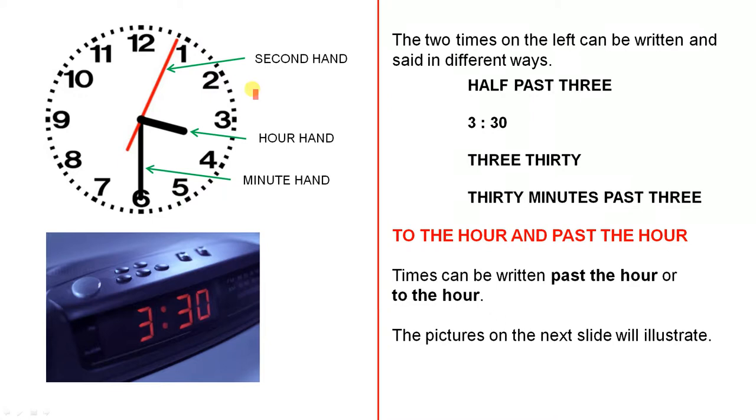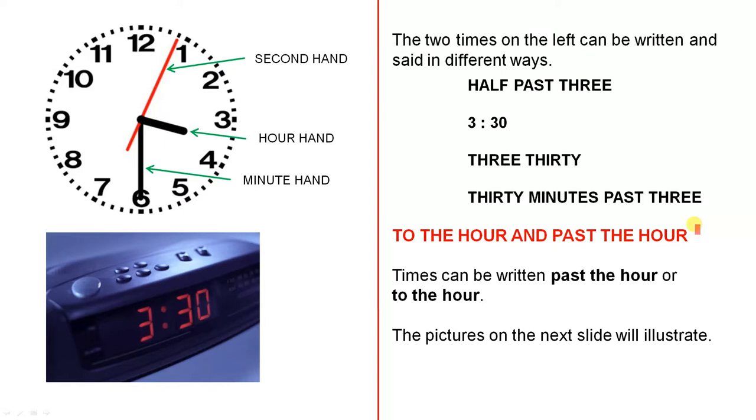Here we have an analog clock. Now that's the second hand. That goes around pretty quickly. This one here, the long hand, is the minute hand, and this is called the hour hand. So that's an analog clock there. This clock here is the digital clock. The two times on the left can be written and said in different ways. 3:30, using these numbers, 3:30 using words, or 30 minutes past 3.